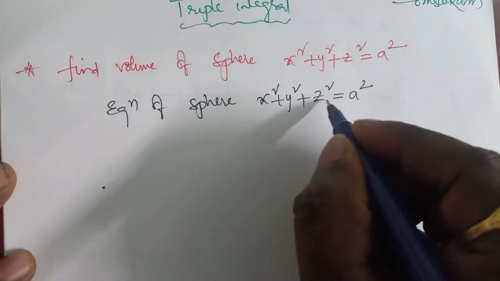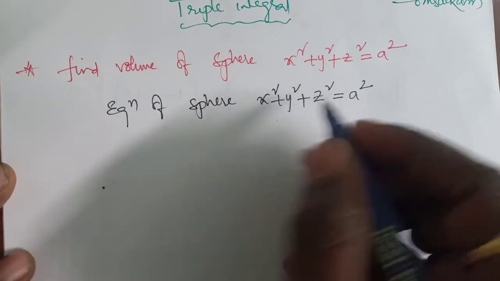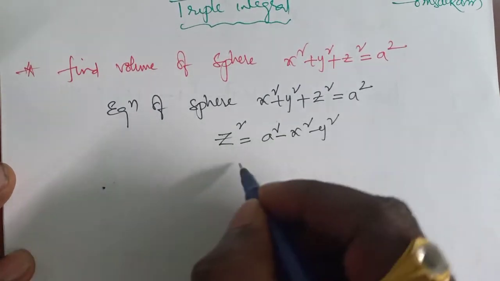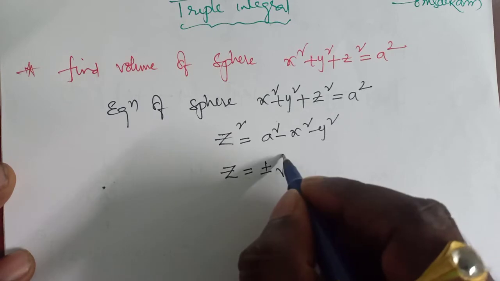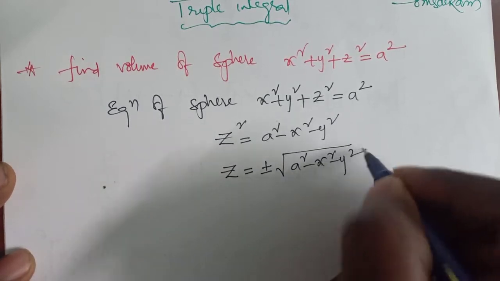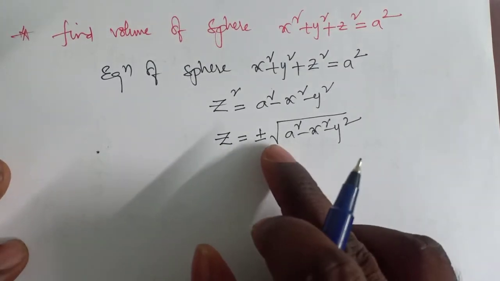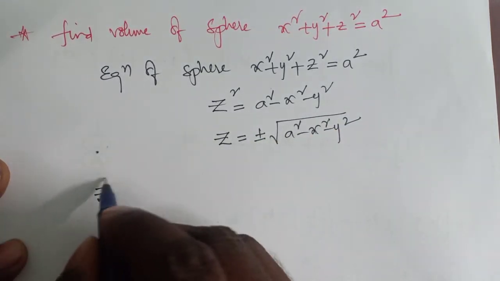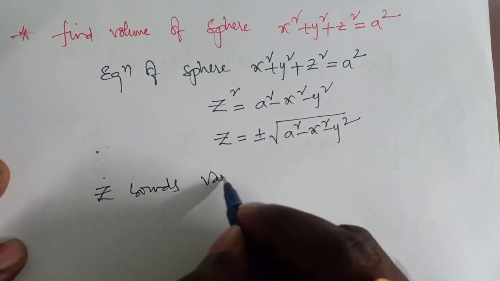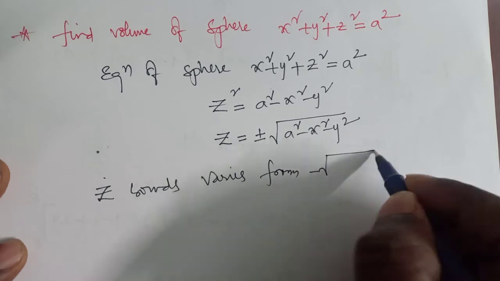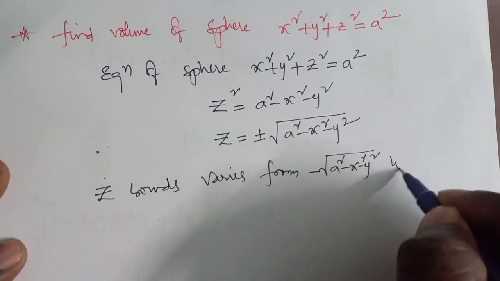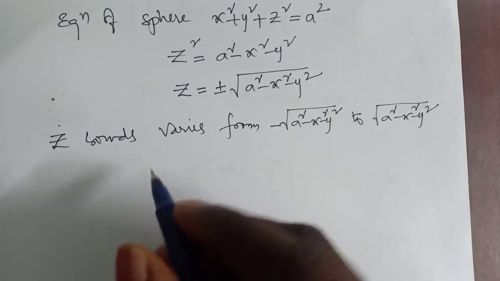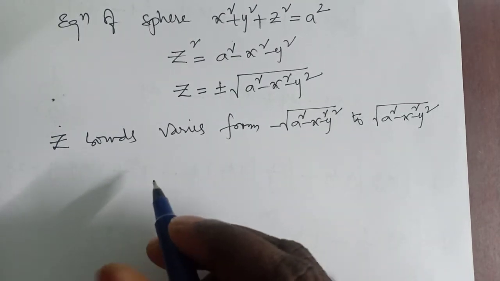To find the boundaries, I have to take z in terms of the other variables, which is z square equal to a square minus x square minus y square, so z equal to plus or minus root over a square minus x square minus y square. So the z value ranges from minus root over a square minus x square minus y square to plus root over a square minus x square minus y square. Clearly, z bounds vary from minus root over a square minus x square minus y square to plus root over a square minus x square minus y square.